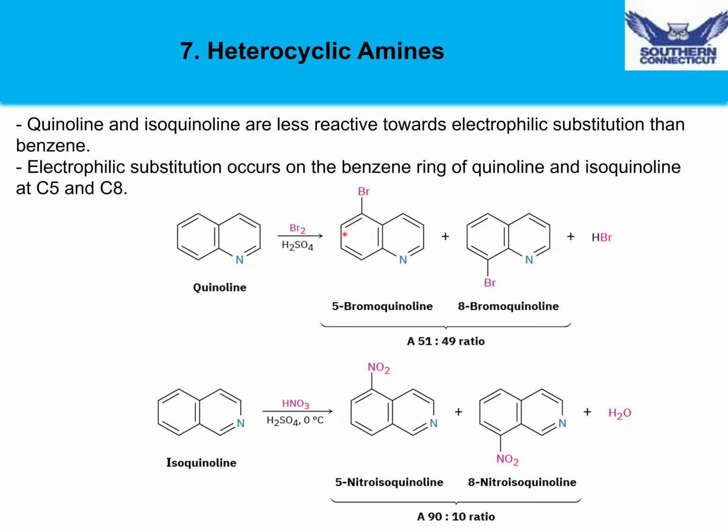Generally, the benzene ring is slightly more electron-rich than the pyridine ring of quinoline. For that reason, we get substitution primarily at the benzene carbons, like position 5 and position 8. With isoquinoline, if we try to do a nitration, again, we're going to get primarily substitution on the benzene ring side of the molecule rather than the pyridine ring, which is less electron-rich than benzene.